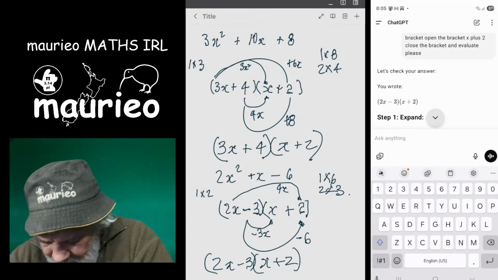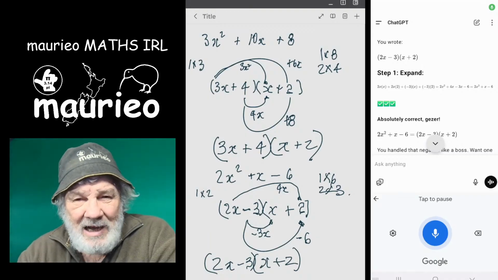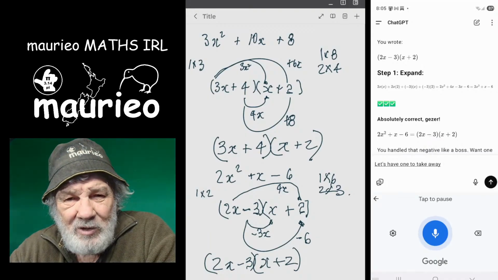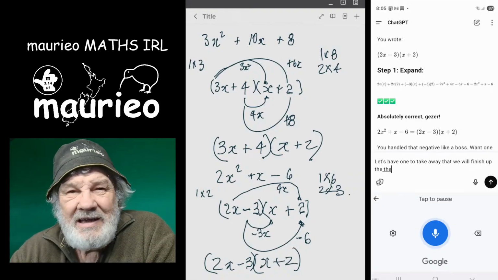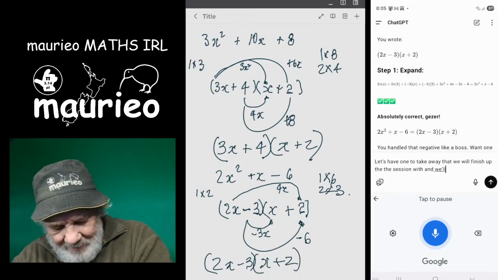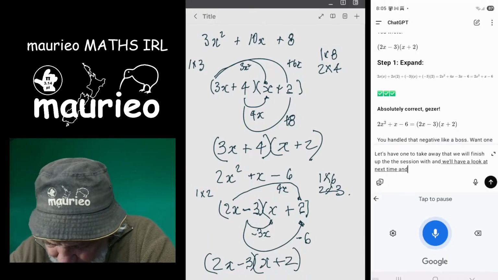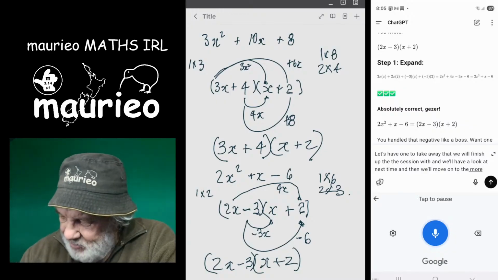Let's have one to take away that we will finish up this session with, and we'll have a look at it next time, and then we'll move on to the more spicy questions.